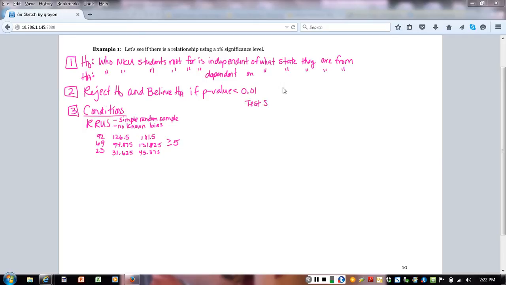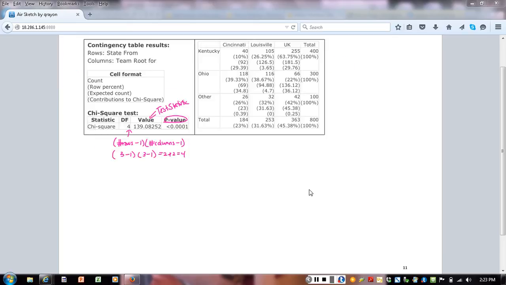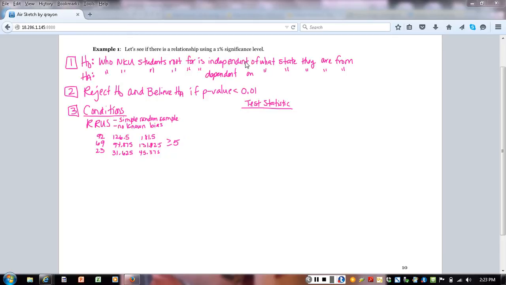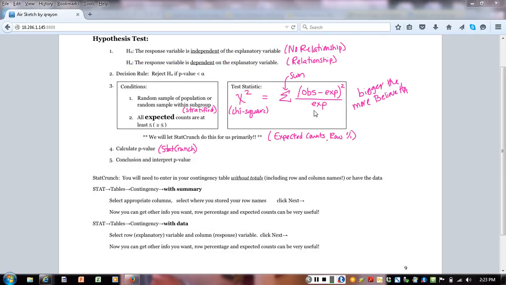Then we want to do our test statistic. And although for the most part we're going to let Statcrunch do this, I do want to show you the idea of what the formula is doing. So I'm actually going to scroll to the output here real quick. The numbers I need are my actual count and my expected count. For each cell I'm going to do this. So for the first one I'm looking at my 40 and my 92. And I'm going to use those numbers to plug into my formula that we have here.